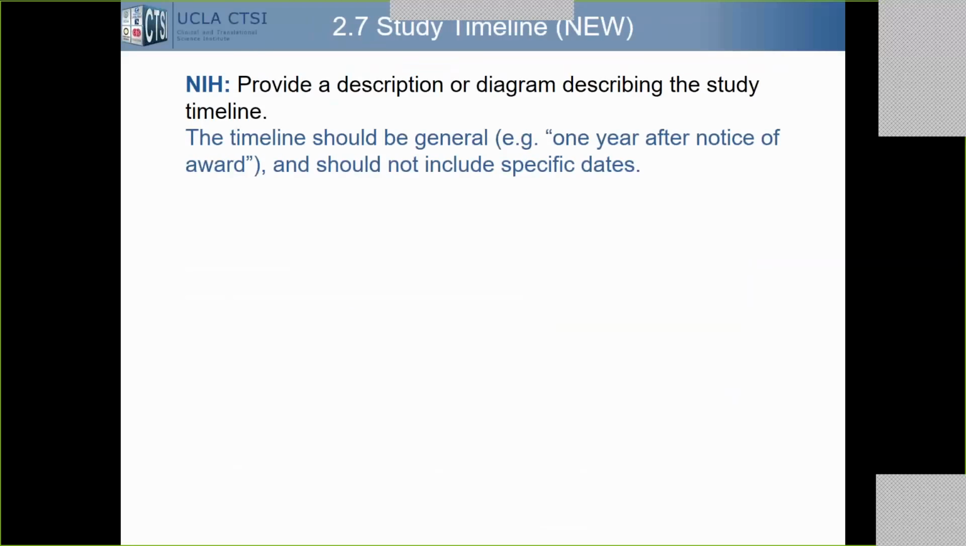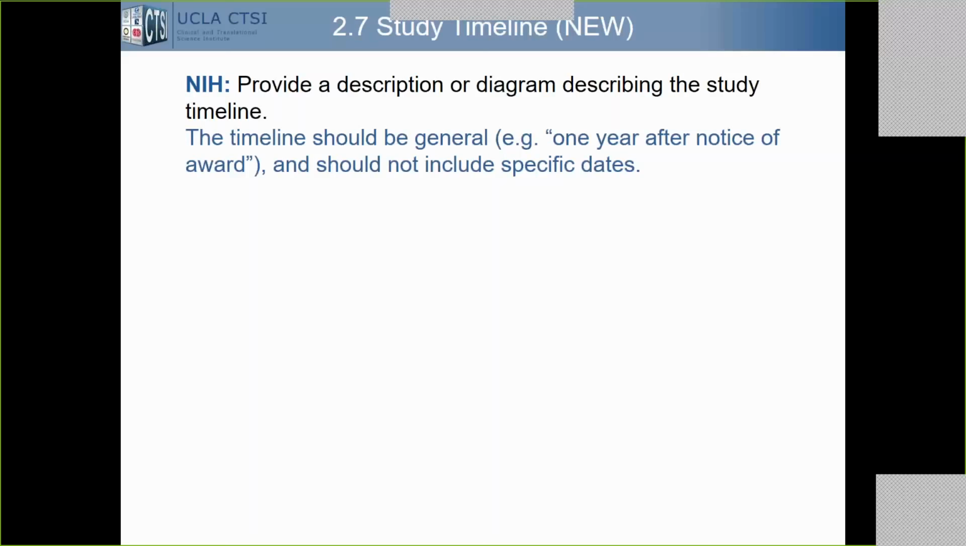So one of the newer components that's a required upload now is the study timeline. When you look at the SF 424 guidelines that NIH provides when you're submitting your application, the instructions basically just say, provide a description or diagram describing the study timeline, and then it clarifies the study timeline should be general, meaning you can use phrases like 1 year after notice of award and should not include specific dates. So this at the outset seems pretty simple and pretty vague, kind of gives you a lot of room to put in items within your timeline that might make sense for your study.